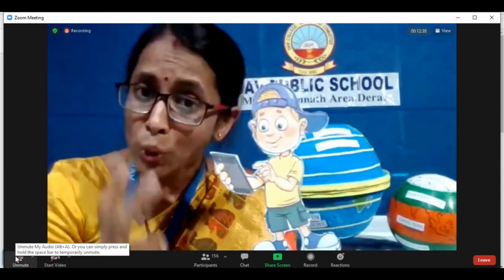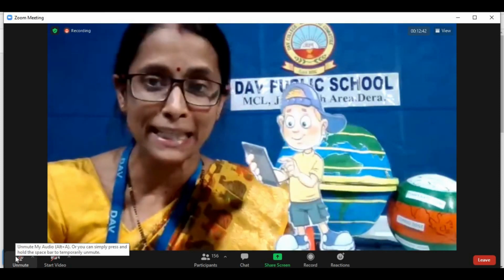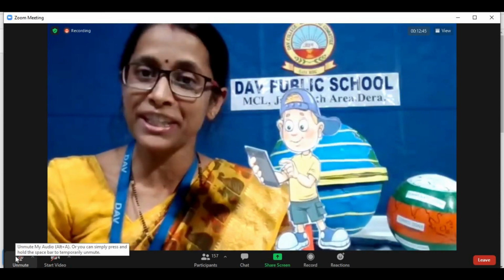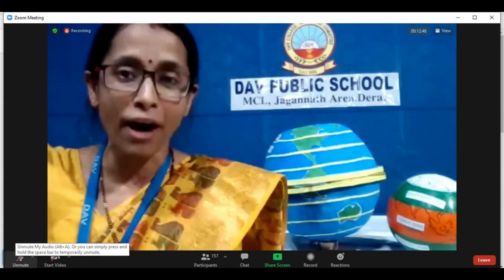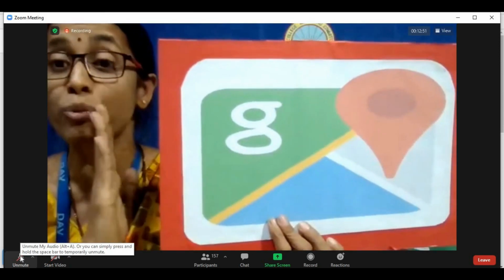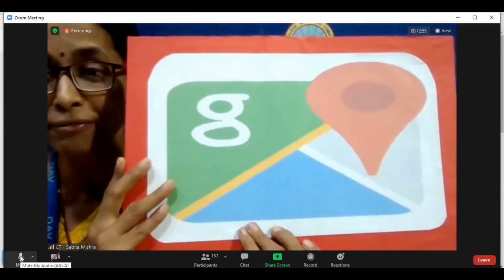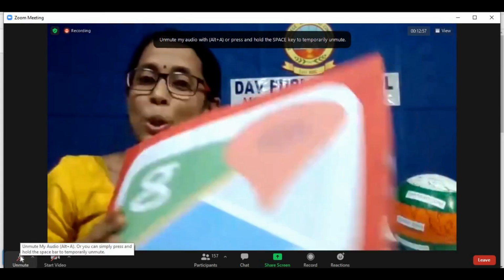With the help of two smart apps, Peter was able to find out the location very easily, and they could reach the destination in time. Peter used the first app. Can anyone identify which app this is? Very correct. Google Map. This is Google Map.